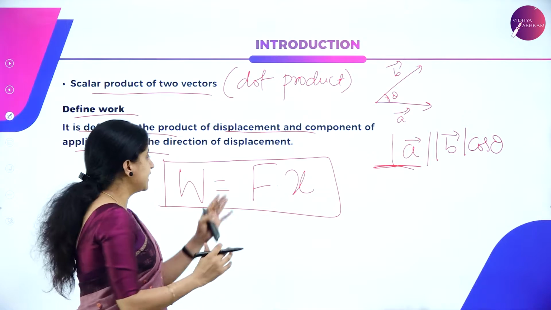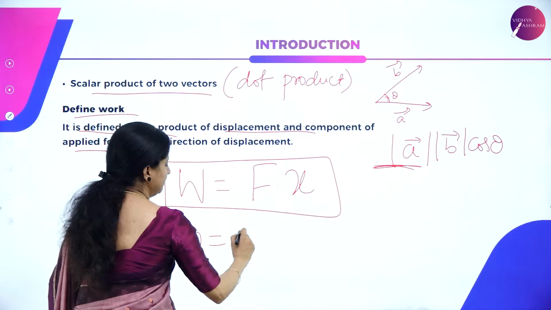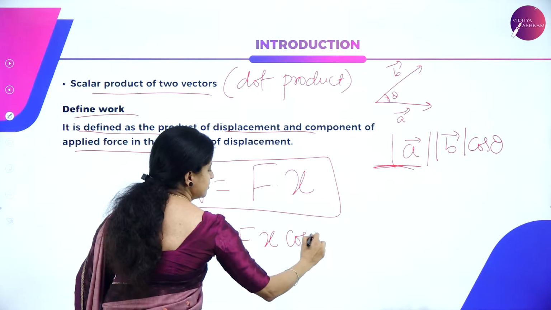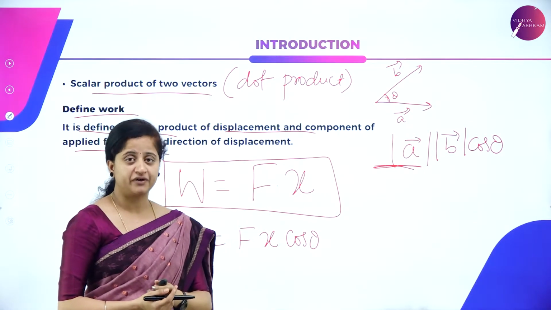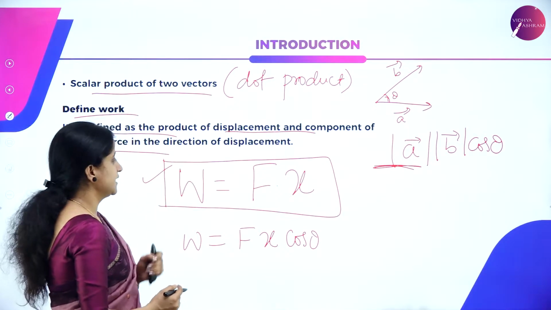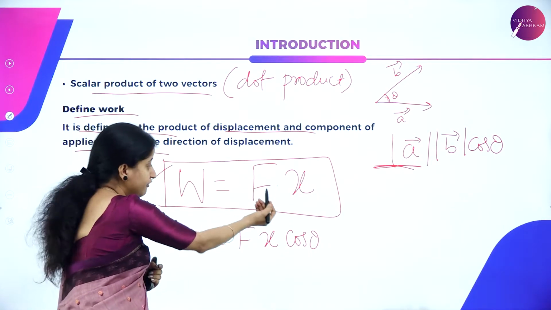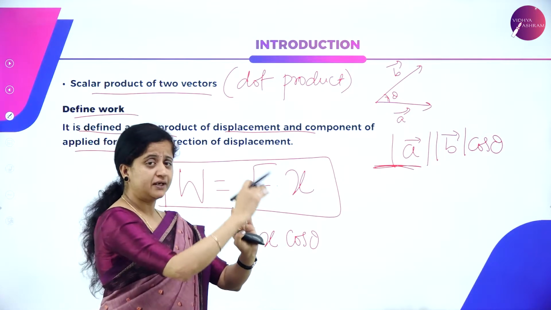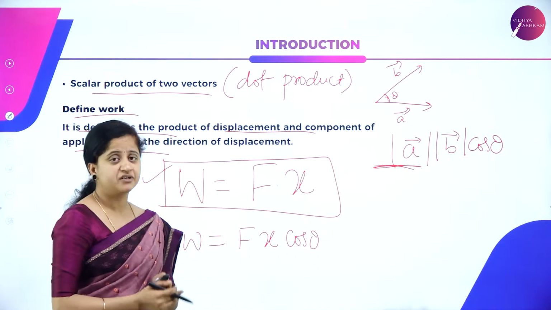So now let us write the scalar product of these two vectors, that is a dot product, that is nothing but W is equal to, according to this equation, F into x cos theta. So Fx cos theta is nothing but the scalar product between these two vectors. I hope the definition of work is clear to everybody. The definition says the product of displacement and the component of applied force. Here x is displacement, F is applied force, and this force is in the direction of displacement. Whenever we apply a force, the displacement or the change in position takes place in the direction of applied force. That is what the definition is saying.